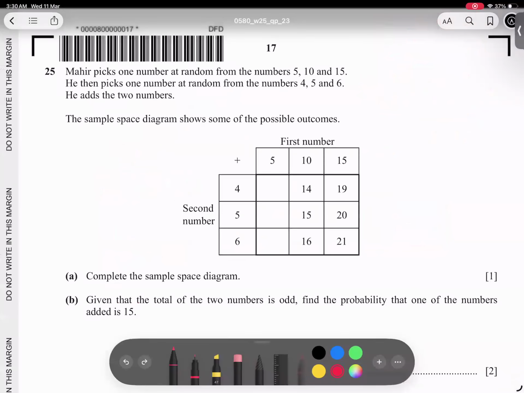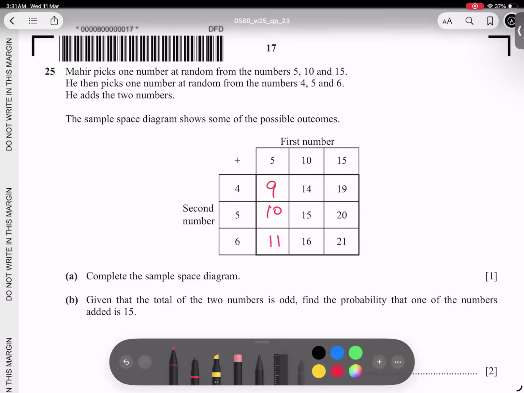Question 25. M picks one number at random from the numbers 5, 10, 15. And he picks one number at random from 4, 5, 6. And he adds them. So it means you can see an addition sign. Example, 4 and 5, 15 and 5, 15 and 6. So he's saying fill in the values. 4 and 5, if I add them, I get 9. 5 plus 5, I get 10. 6 plus 5, I get 11.